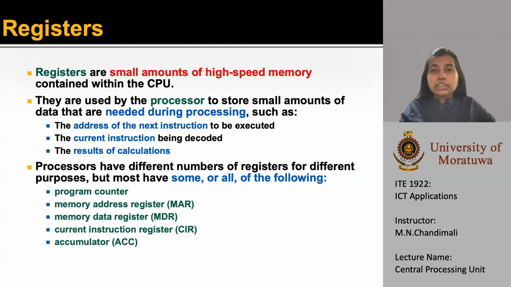The accumulator register is used to store the intermediate results of the data processing that happens inside the arithmetic logic unit. Now let's look at some of the CPU registers. The program counter is used to keep track of the current execution of the program. It holds the address of the next instruction to be fetched from the CPU. The memory address register is used to hold the address of the current instruction that is to be fetched from memory.